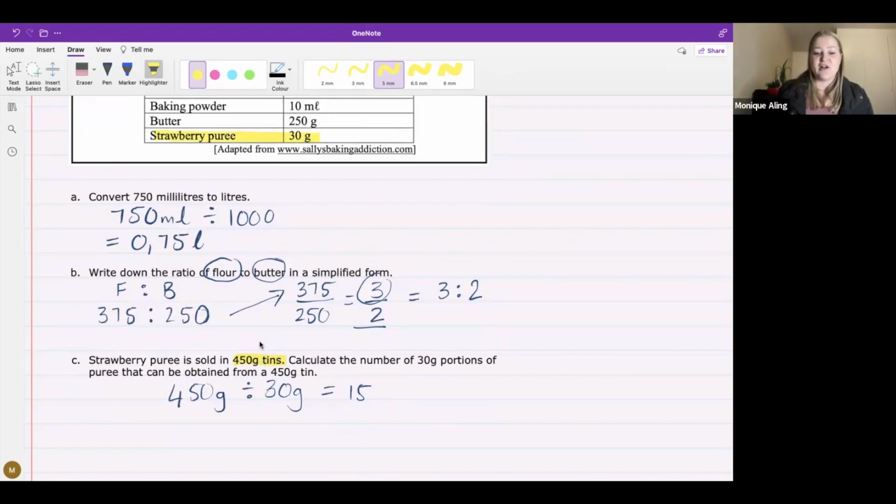So I'm taking the 450, I'm going to divide by 30 because I want to see how many 30 grams I can get out of that tin. We want to see how many times 30 fits into that. So we divide, and that gives us 15. So technically, she could use the strawberry puree for 15 cakes. Hope that makes sense.